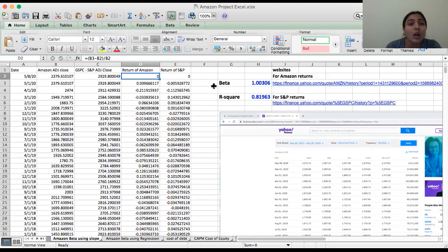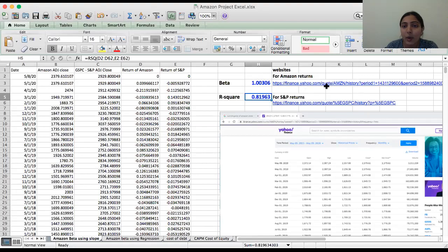we have to put the return of Amazon as the y input, and the return of S&P as the x input. Let me show you the formula which I have used. This is the formula: slope, y-axis, return of Amazon, and x-axis, return of S&P. The same thing I have done with the R-square: return of Amazon on y input and return of S&P on x input. So in this way, I got my beta and R-square.